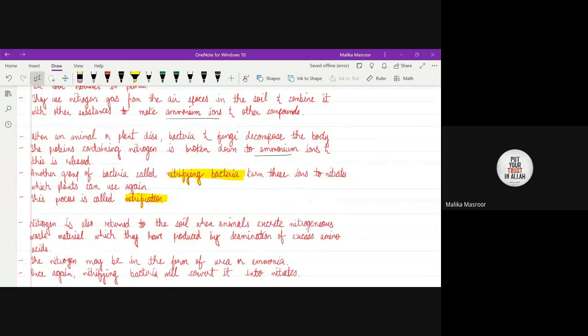And nitrogen may be in the form of urea or ammonia. It depends. Then again, nitrifying bacteria will convert it into nitrates, whatever form it is in.